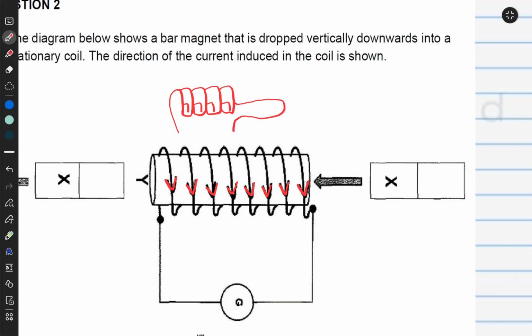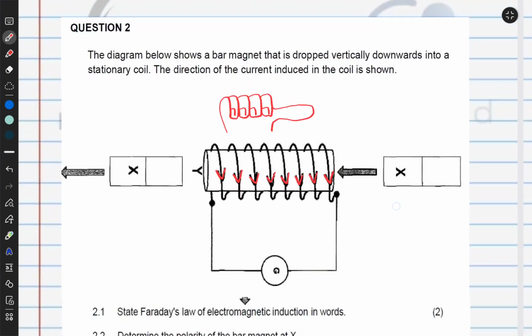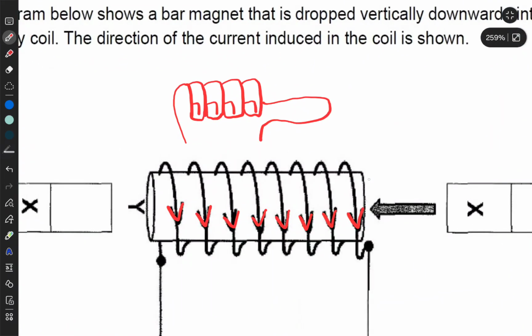Because once you start running current in a solenoid, you get a magnet. The solenoid becomes a magnet. That's just us interpreting the question. But the North Pole of the solenoid can also be affected by the magnet and the movement of the magnet. For now let's leave it there. If you're using the right hand rule, just know that the North Pole will be this side and the South Pole will have to be this side as a result.